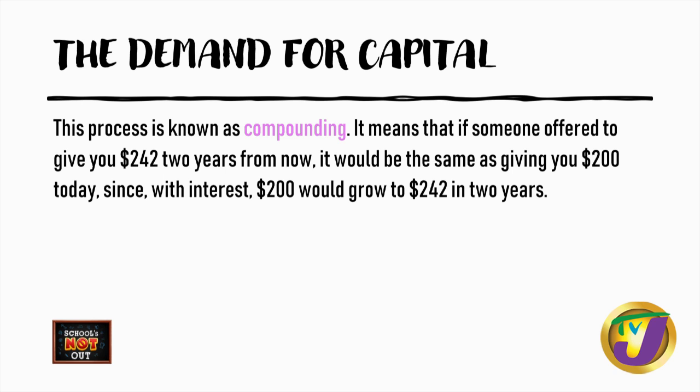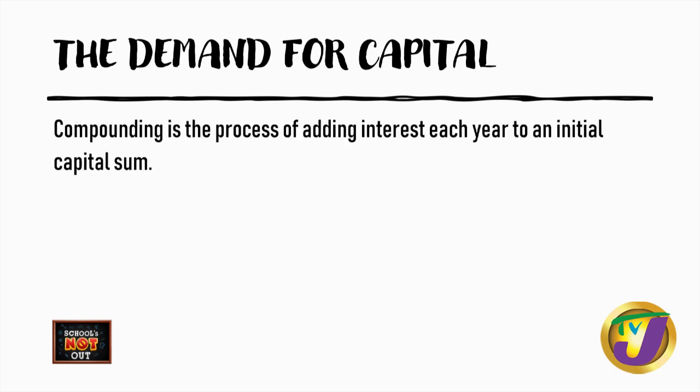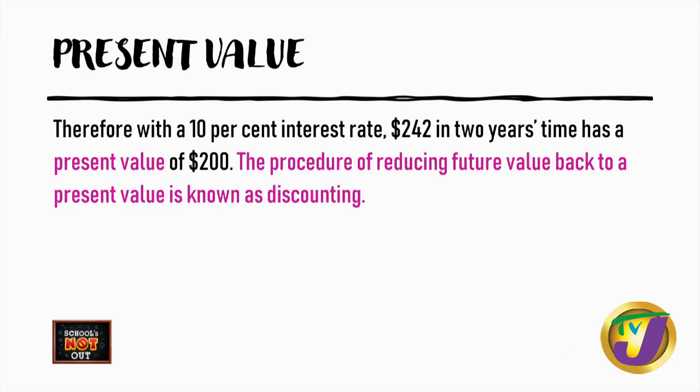Now, this process where we're adding the interest is known as compounding. So it means then that if someone offers to give you $242 in 2 years' time, it would be the same as if the person is offering you $200 today. And if someone says to you, hey, would you like to have $200 today or $220 in 1 year, it would be the same based on the interest that's offered. Now, compounding is a process, as I mentioned, of adding interest each year to an initial capital sum. So this is compounding. Adding interest each year to the initial capital sum.